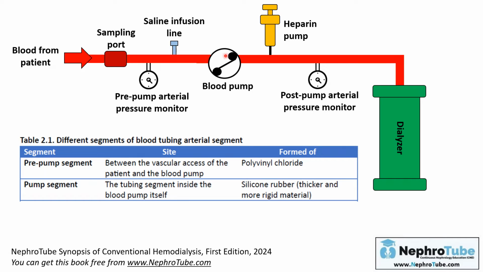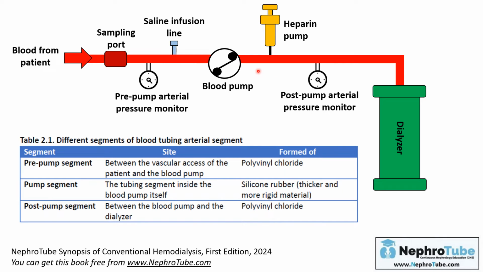The second part of the arterial line is the part which is within the blood pump itself. This part is formed of silicone rubber, which is a thicker and more rigid material, and this is important for the action of the blood pump itself, as I will discuss later, that the blood pump compresses and milks the arterial segment. I will talk about that later on. The third part of the arterial segment is the post-pump segment. It is also formed of polyvinyl chloride, like the pre-pump segment.